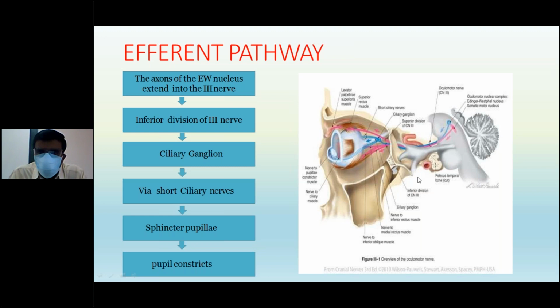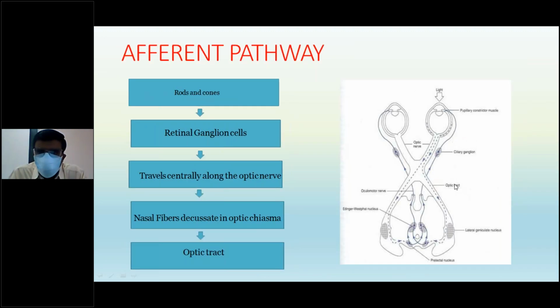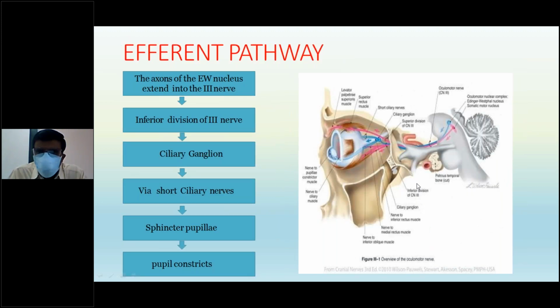One is the afferent pathway and the second one is the efferent pathway. The efferent pathway is the Edinger-Westphal nucleus. This blue one is the inferior division of the third nerve. It reaches the ciliary ganglion. From the ciliary ganglion, this is the short ciliary nerve. From the short ciliary nerve, fibers reach the sphincter pupillae, and the reflex causes constriction of the pupil. This is the efferent pathway of the reflex. The previous one is the afferent pathway.